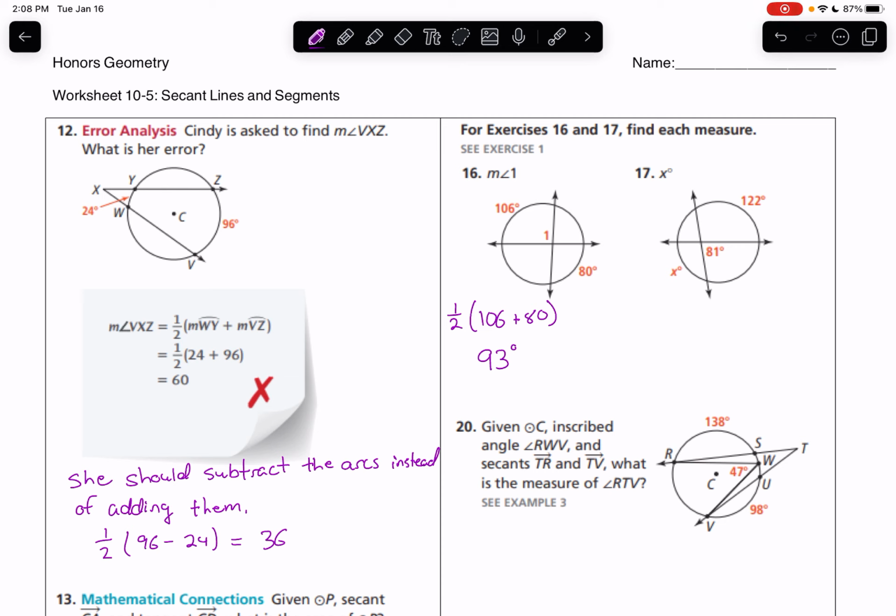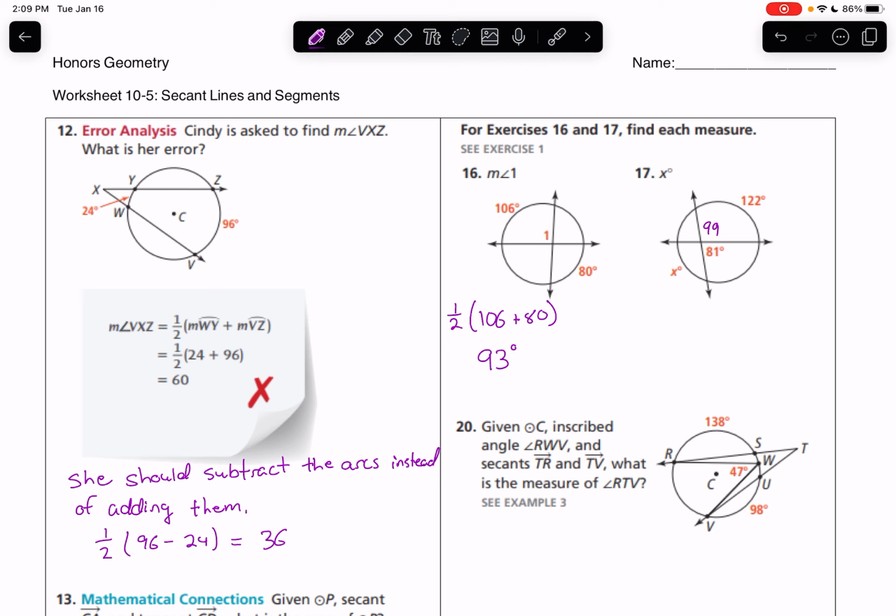Number 17, I have the 81 degree angle, but the arcs I'm looking at go with the other set of angles, the ones that are supplements to 81. So I do 180 minus 81, and I get 99. So I know that the angle is 99.